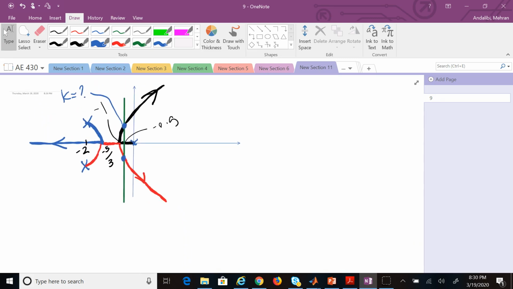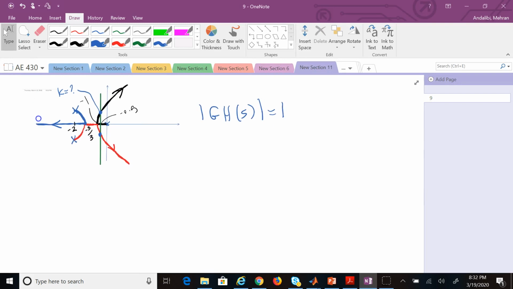We know that any point on the root locus has always this condition that, what? Magnitude of GH at any arbitrary point on the root locus should be equal to what? To 1. Yes, that was the condition. So we always use the magnitude condition, and using that we can find K at any point of interest. Okay, so let's do it.